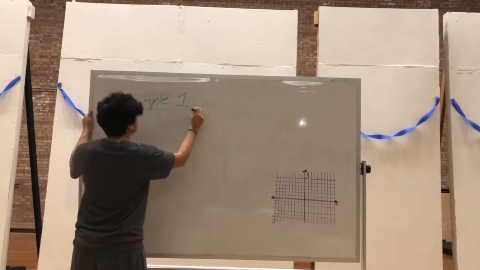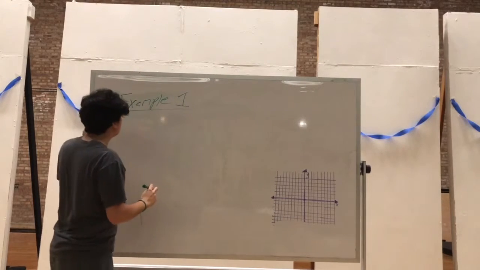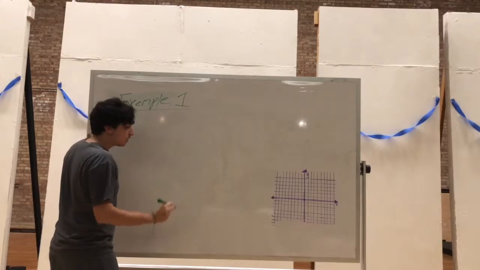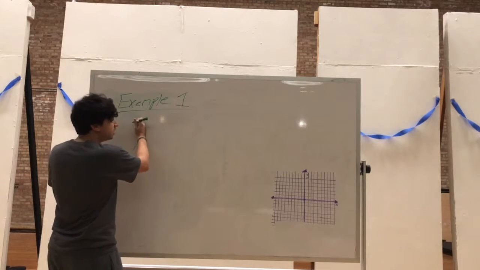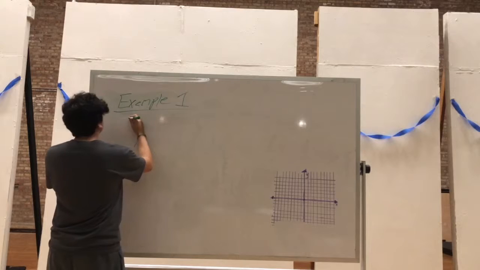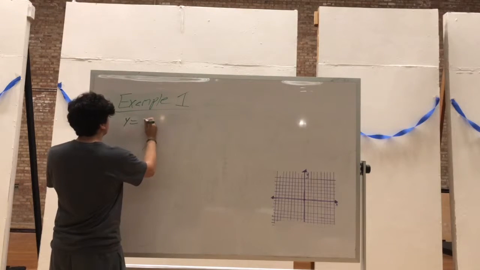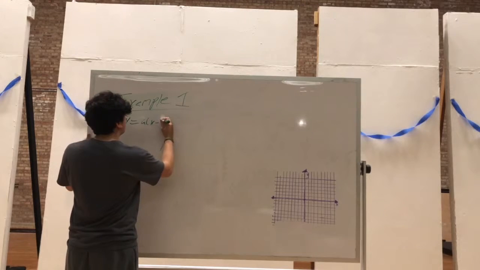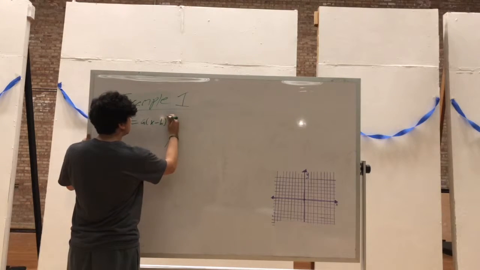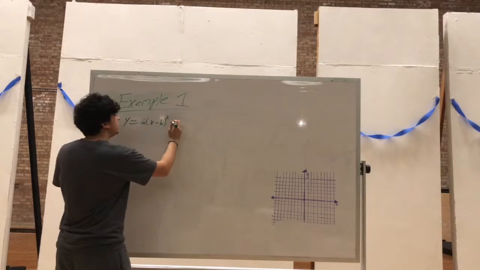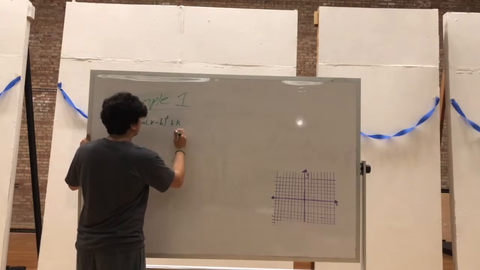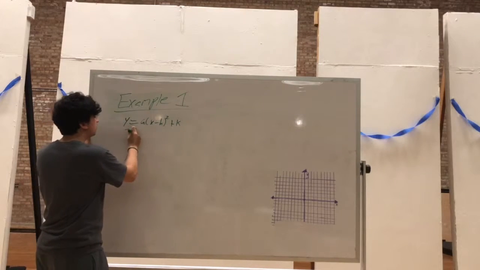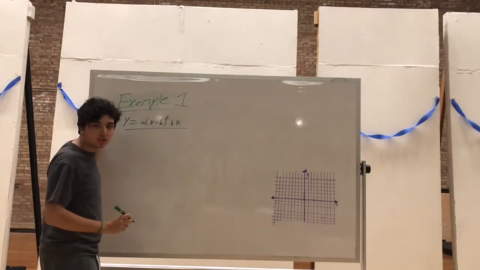Okay. Example 1. So first, we're going to get the form for the vertex formula, which would be y equals a, open parentheses, x minus h, close parentheses, squared, plus k. This is the formula that we're going to use to find our answer in order to graph our solution.